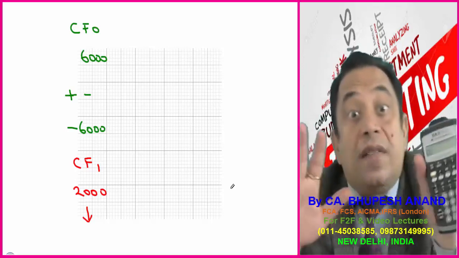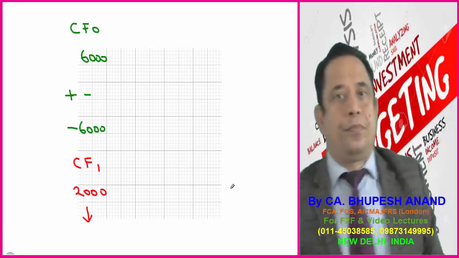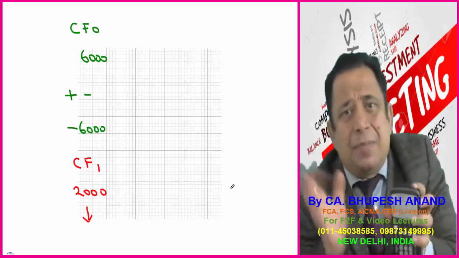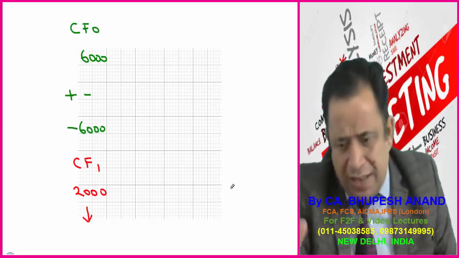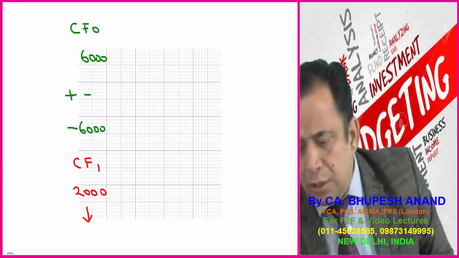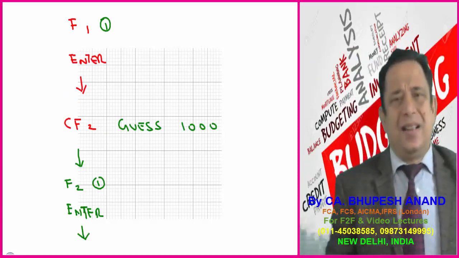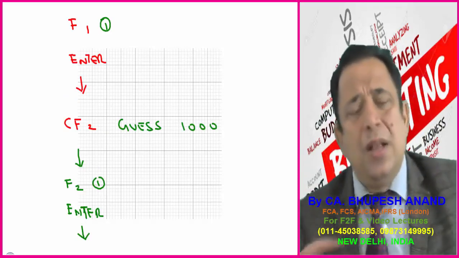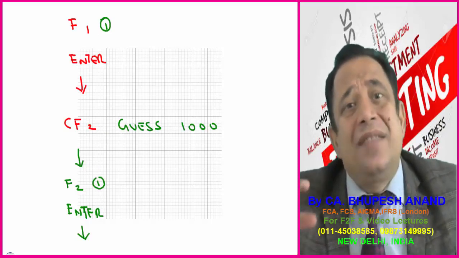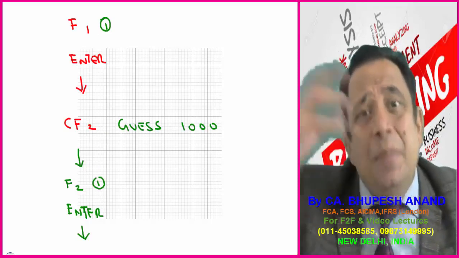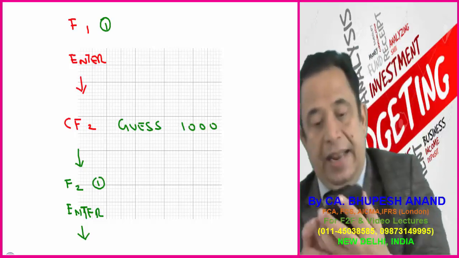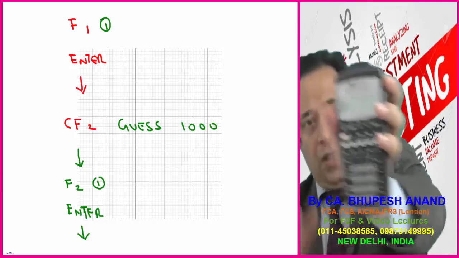I am not aware of cash flow 2. So let me assume, because here is the concept, I want to tell you what the concepts are. So please write down this. I am guessing because I want to tell you something. So let the cash flow for the second year, which is given to me as X, let it be 1000. So I have written 1000. Enter, downward arrow, frequency 1.